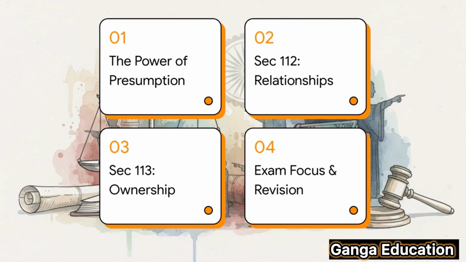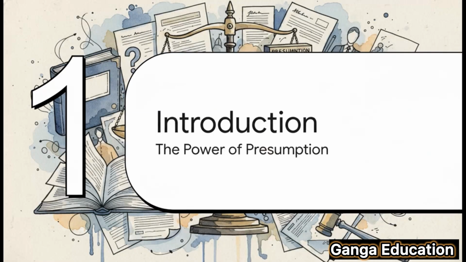So, here's our game plan. We'll start by understanding the power of presumption. It's the foundation for everything else. Then, we'll see how it works in Section 112, which deals with relationships. After that, we'll look at Section 113, which is all about ownership. And finally, we'll wrap it all up with some sharp exam focus and a quick revision to make sure these concepts stick. Okay, let's kick things off with our first topic, the power of presumption.